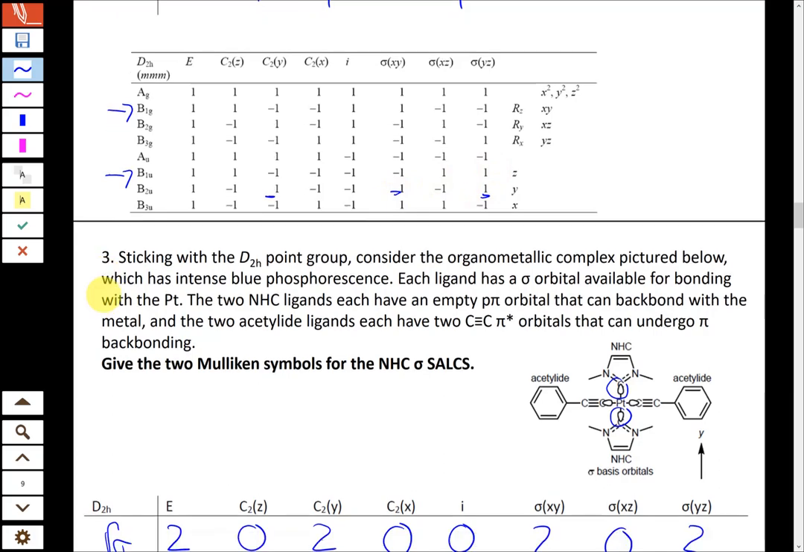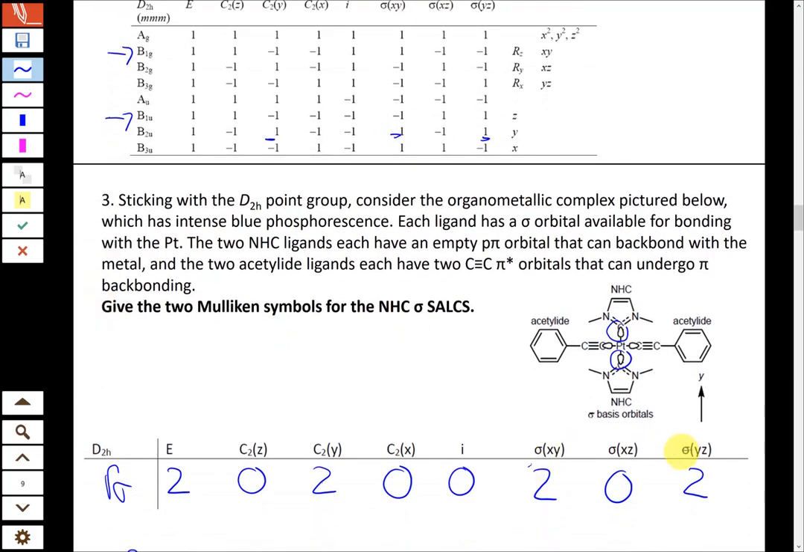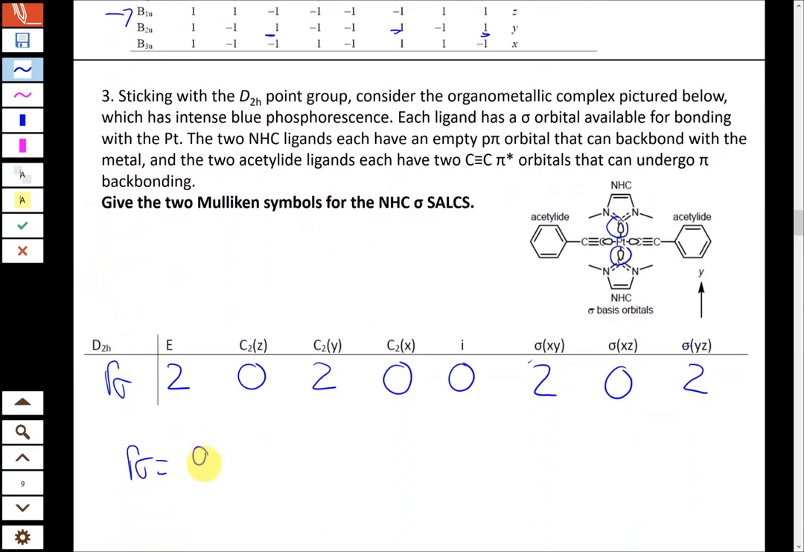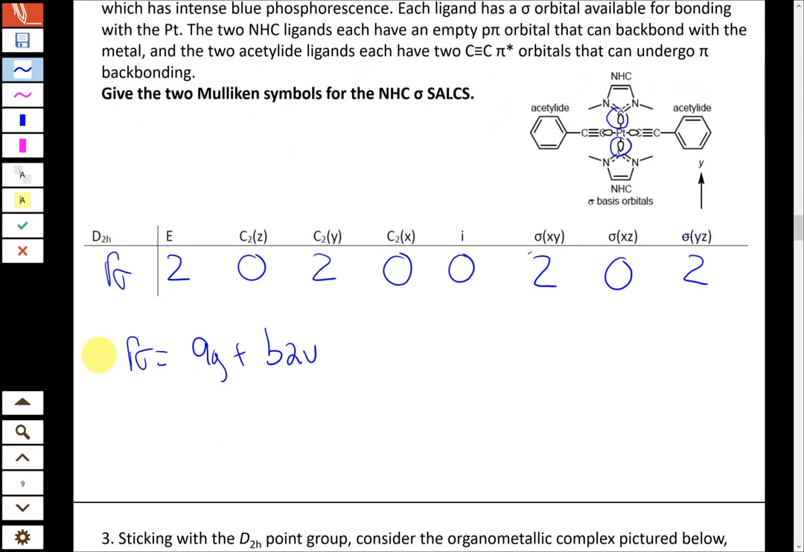So because we have non-zero characters for y, xy, and yz, that means the representations that it reduces to need to have +1 characters for y, xy, and yz. So that's going to be Ag and B2u. All right, so we get Ag and B2u for those ones.